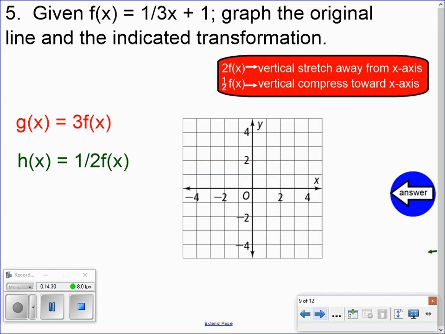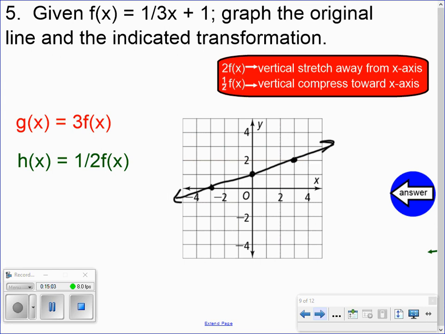If we're looking at 5, again, given the indicated graph, so we have 1/3 x plus 1, there's my graph. It wants us to do the vertical stretches and compressions. So it wants us to do the vertical slope change. So in this first one, we have 3 times f of x. This is a vertical stretch, so we're moving away from the x-axis. We should notice our graph moving further from the x-axis.